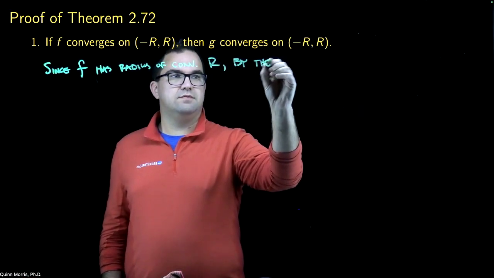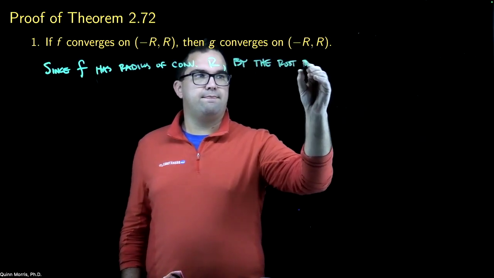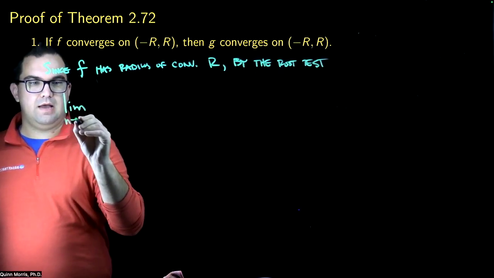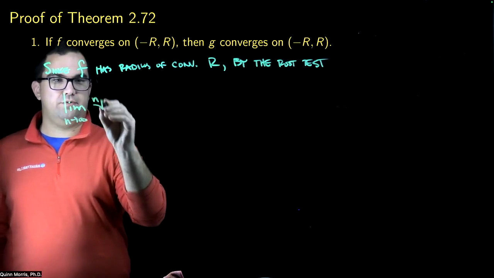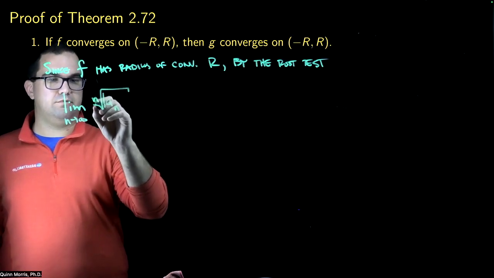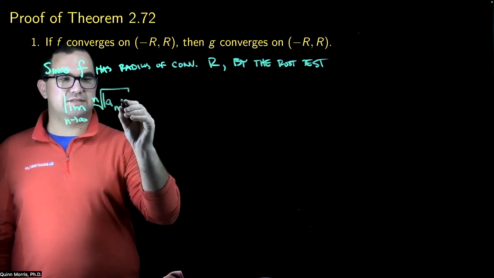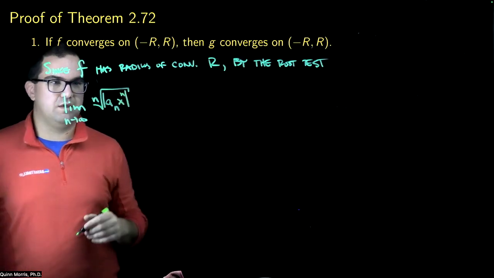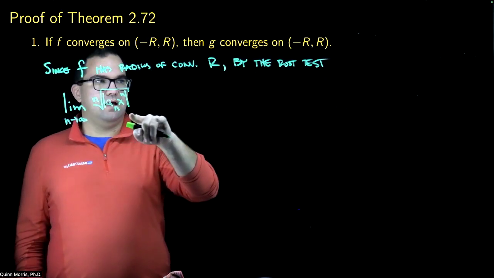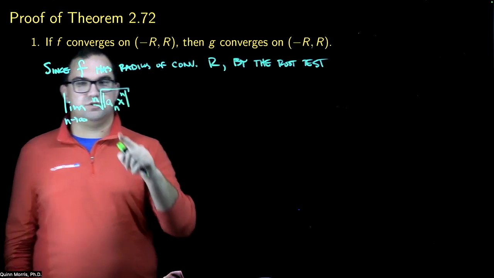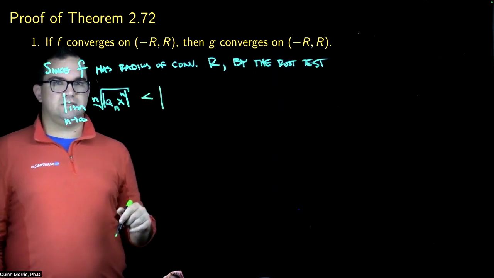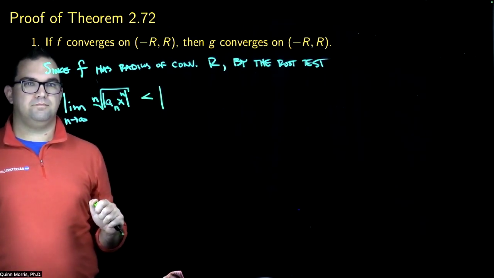By the root test, well, let's see. The root test says I look at the limit as n goes to infinity of the nth root of the absolute value of a sub n x to the n. And the root test tells me that f will converge if this limit is less than 1. So since I know it converges, I must get something that's less than 1 here.